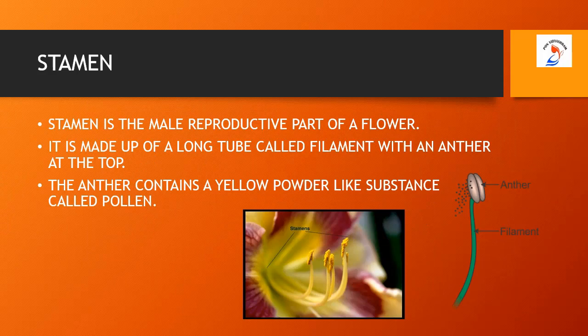Now we will see about the stamen. What is a stamen? Stamen is the male reproductive part of a flower. It is made up of a long tube called filament. You can observe this in the picture which is shown in green color children. It is made up of a long tube called filament with an anther at the top. So the anther and the filament together form the stamen. The anther contains a yellow powder-like substance called pollen.